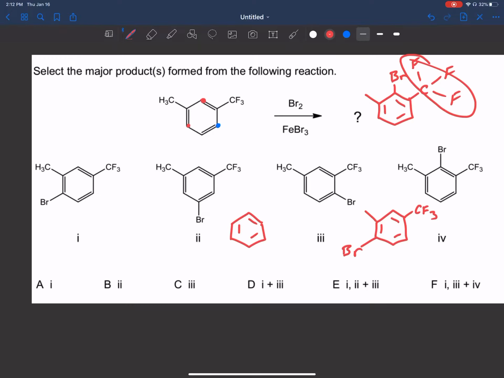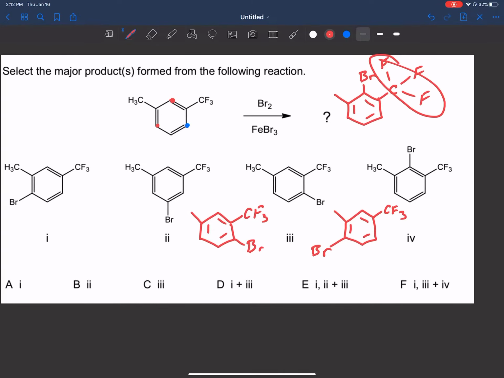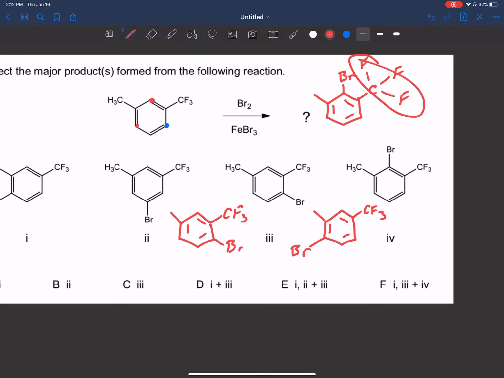We could also put it at the para position. The para position is pretty favorable. So usually things end up going there. So in this case, that's going to go there. That is favorable as well.